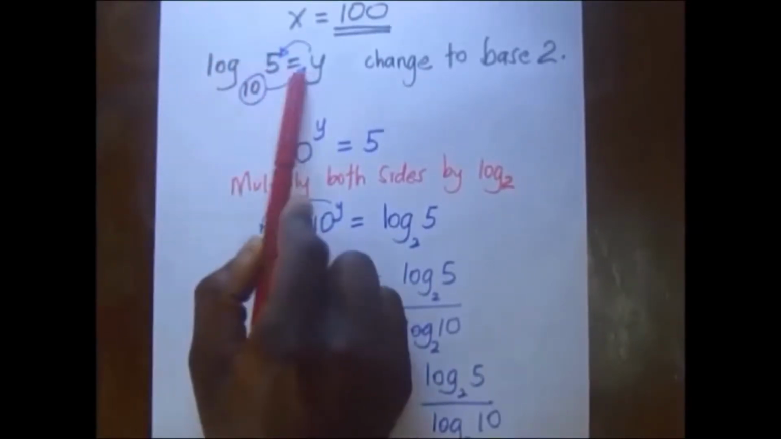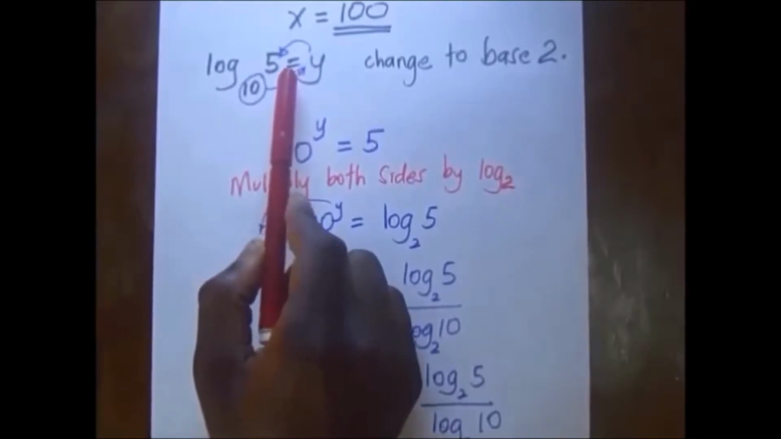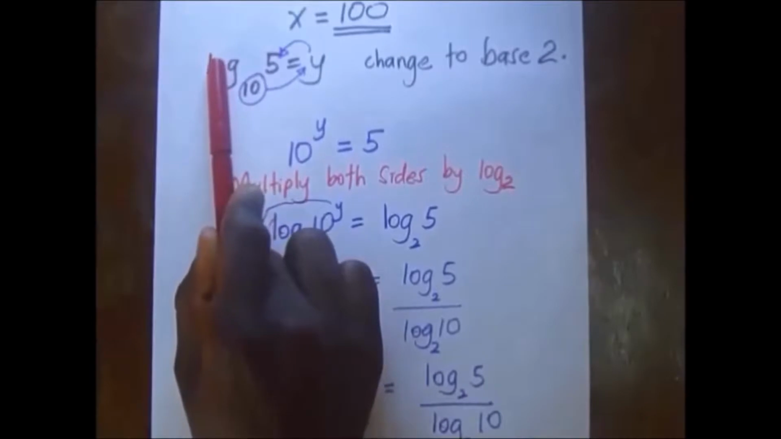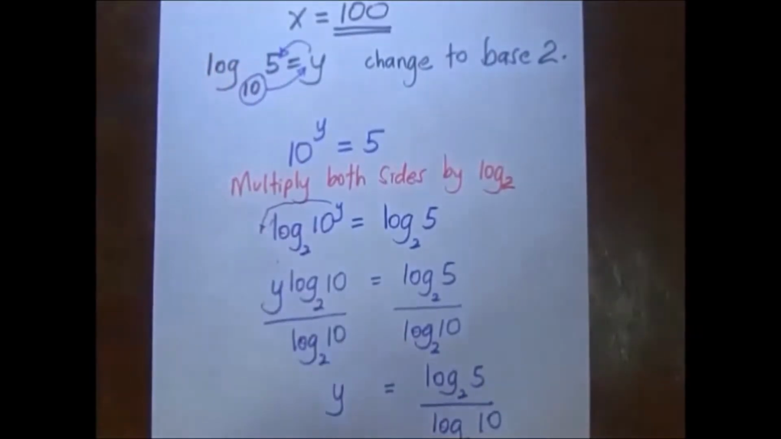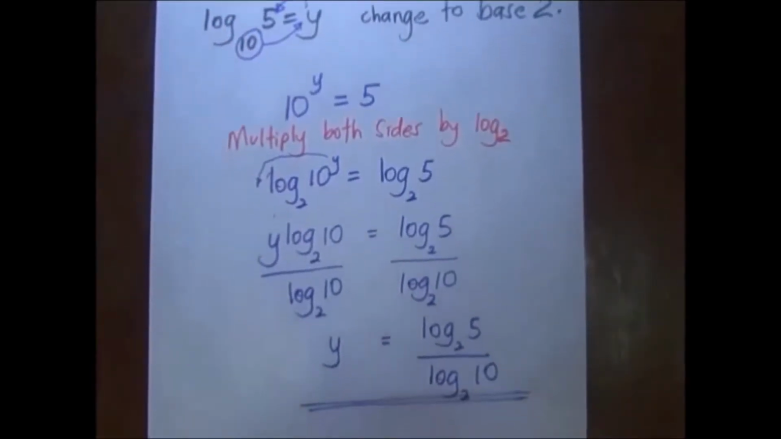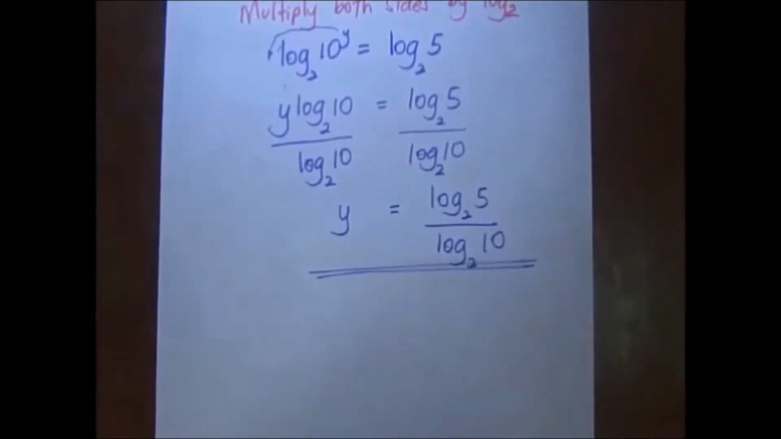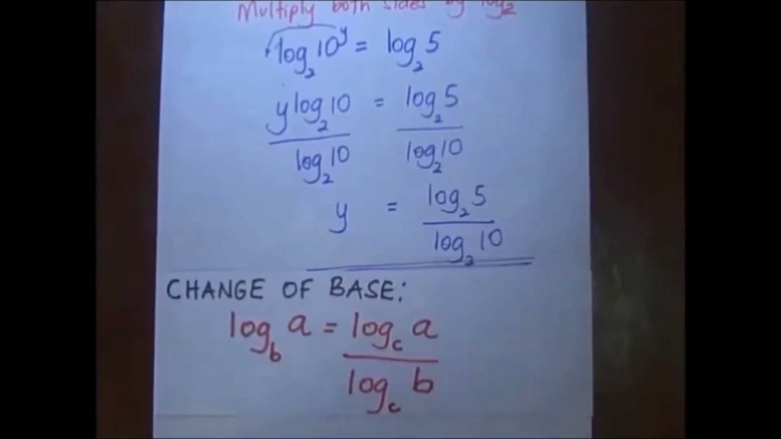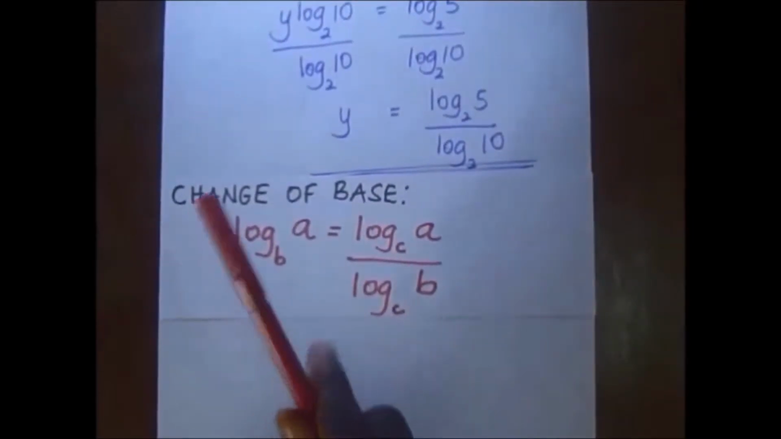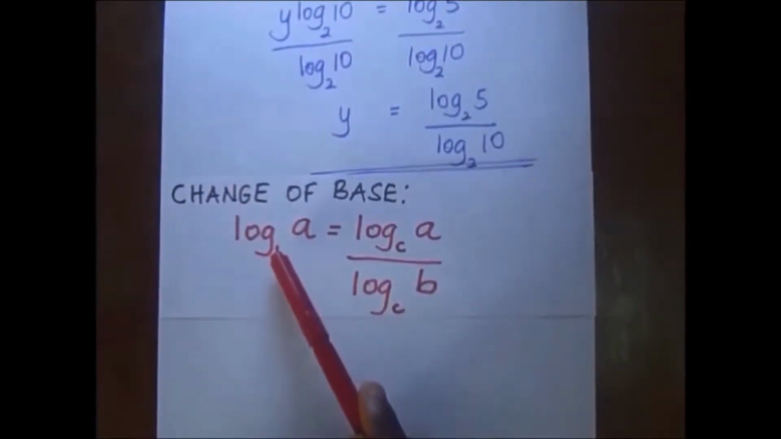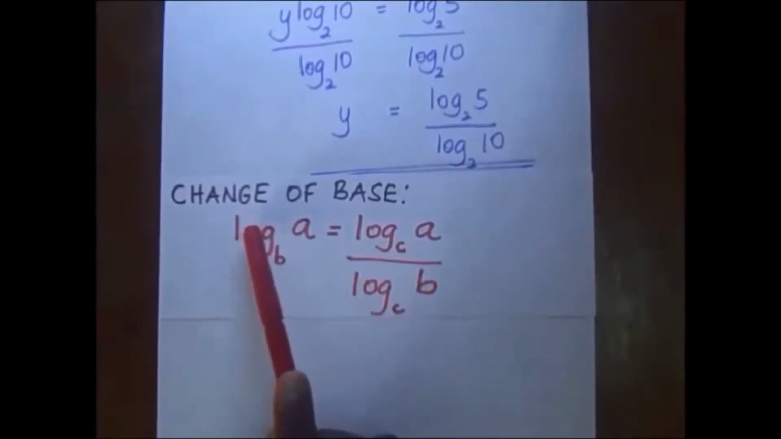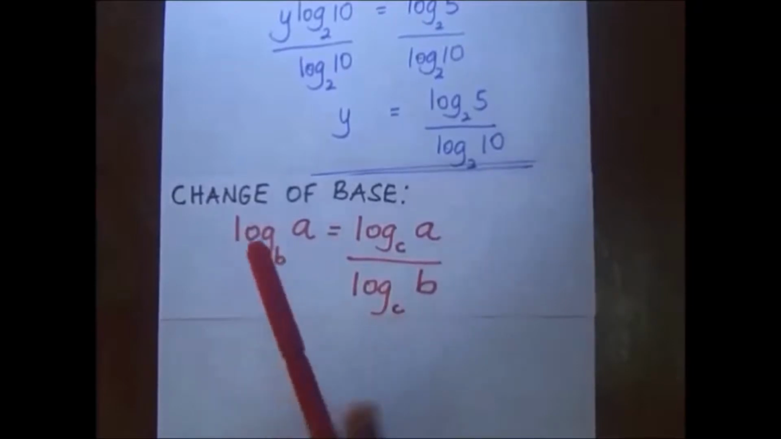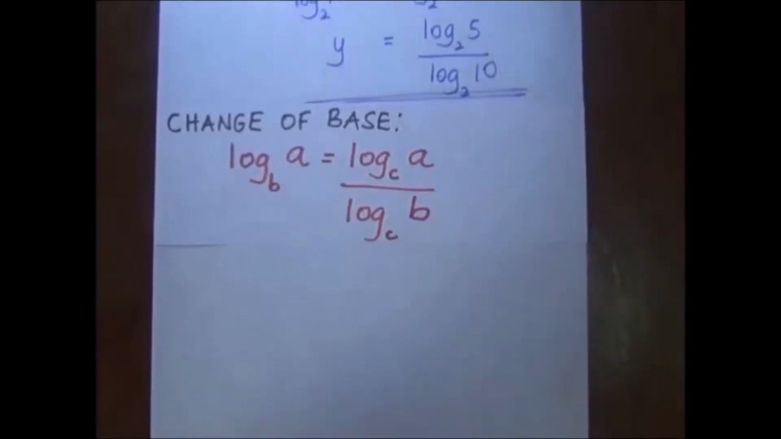If you want to change this logarithm to base 6, it will be equal to log base 6 of 5 divided by log base 6 of 10, like that. So this introduces us to another law. When we want to change the base, change of base, that is how we do it. If we want to change log of a base b to base c, it's going to be log base c of a divided by log base c of b. That is how it comes out.